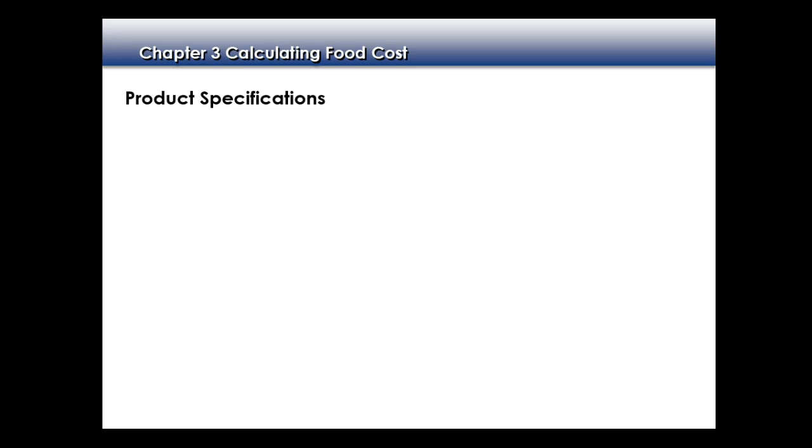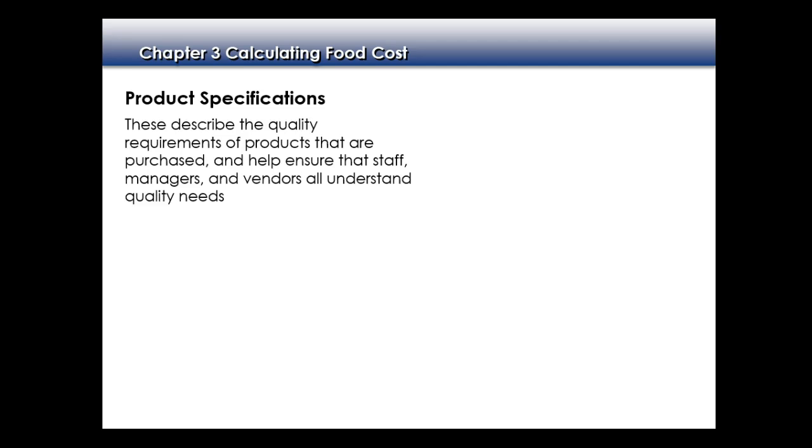So let's talk about product specification. Sorry, give me one moment. I want to make sure I'm in line with the book, see if there's anything I'm forgetting. So these describe the quality requirements of a product that are purchased. And it helps ensure the staff and managers and vendors all understand the quality needs.